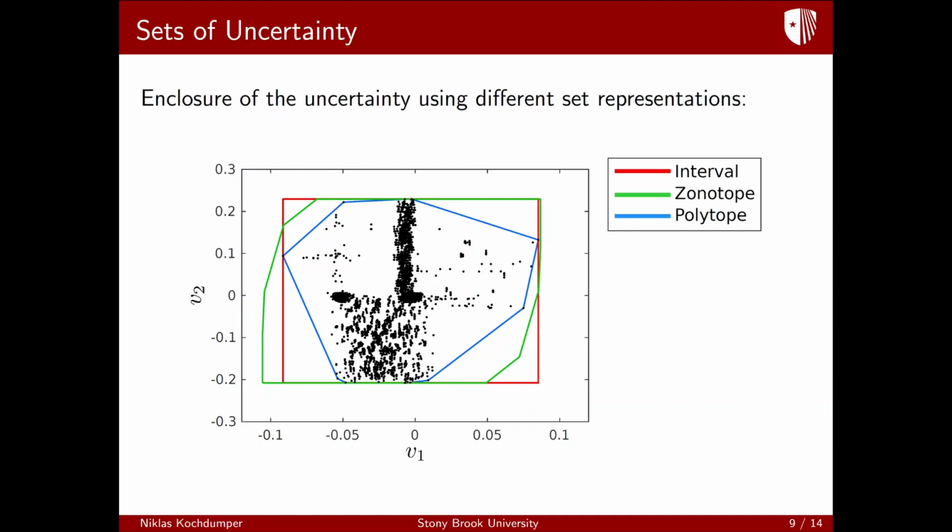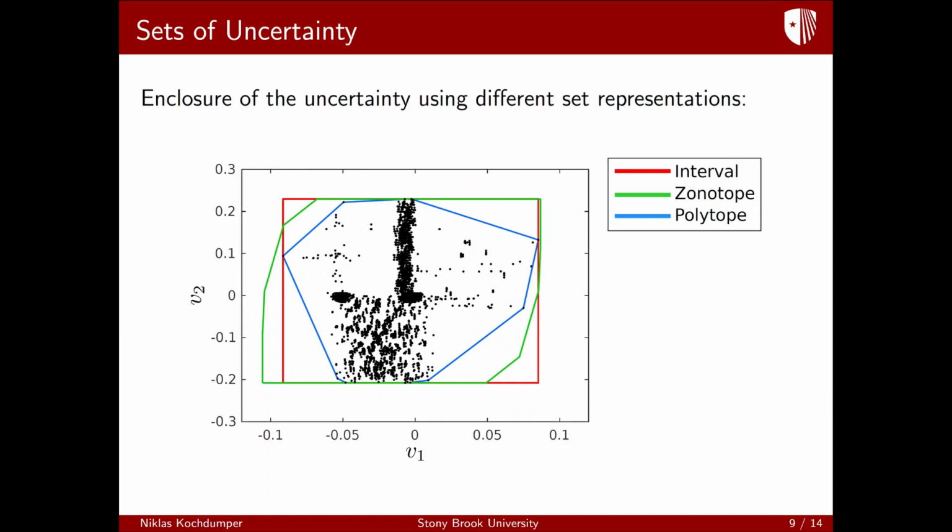And there are different possibilities, the easiest one being intervals. So we basically just compute the bounding box of our point cloud, which is very efficient to compute. However, as we also see in the picture here, the real set of uncertainty we get out is usually not an interval. So the interval enclosure also comes with a certain over-approximation error.